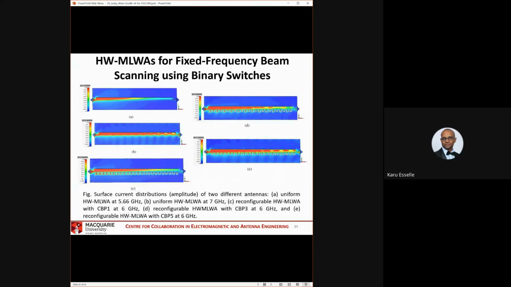So these are the distributions for those 3 patterns at the same frequency. They have different beam directions, different characteristics, different directivity, and so on, but they behave just like the ordinary leaky wave antennas where you change the frequency. Here we don't change the frequency, we have a fixed frequency, but we change the binary sequence, and you get the same effect: change the beam direction, change alpha, change beta.